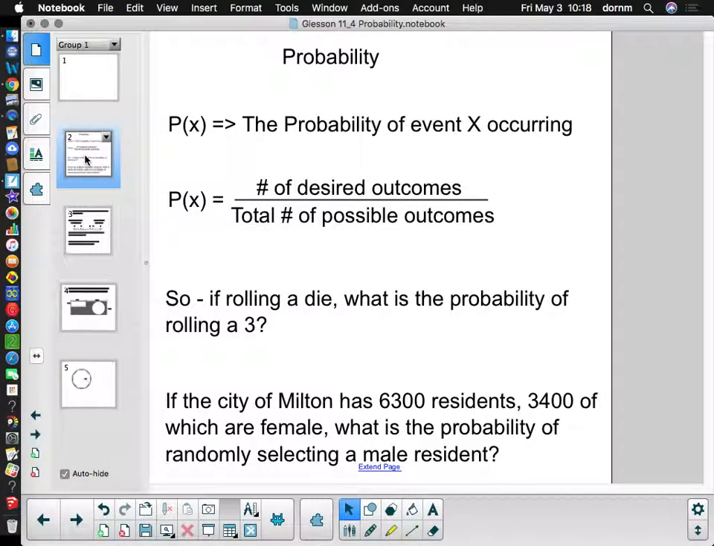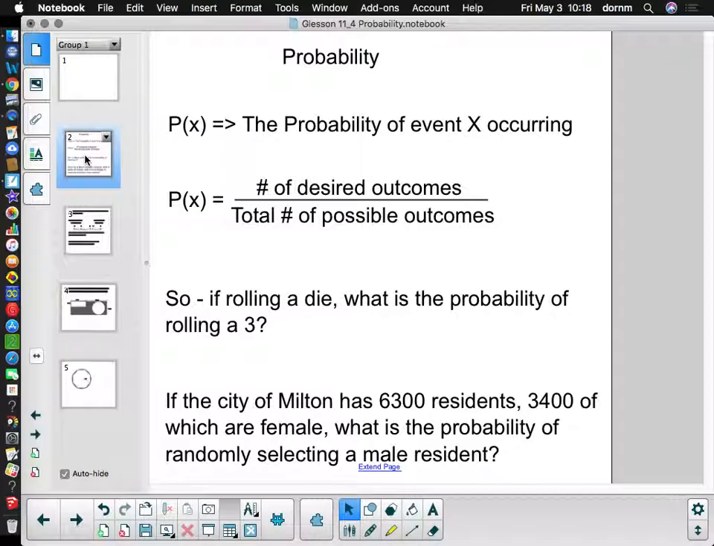With the idea of probability. Now, some of it's pretty simple, some of it gets more complicated. It is going to involve area formulas, so get used to that idea. The basic idea of probability is, to calculate the probability of an event, find the number of desired outcomes and divide that by the total number of possible outcomes.